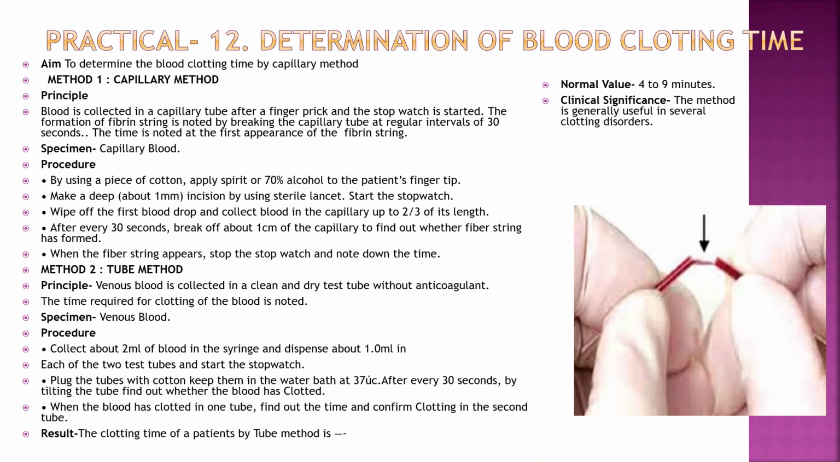In this diagram you can see the procedure. Clean the finger with a spirit swab, then prick it with a lancet or needle 1 to 2 millimeter deep, let the blood flow clearly, and then take that blood inside the capillary, and wait for a few minutes, and after that at regular intervals like 30 seconds you have to break the capillary, and then note the fibrin string formation between the two ends of the capillary. And if a fibrin string is noted between the two capillary ends, then stop the stopwatch and note the time.